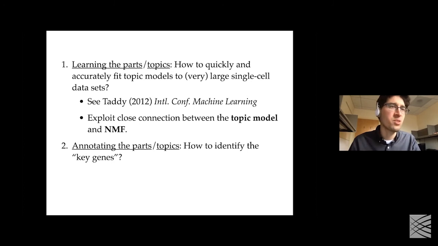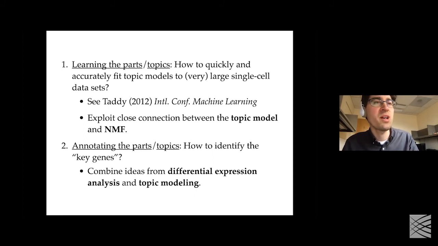A second, also very basic question is how do we interpret or annotate the different parts or topics that we're discovering? One way to think about that with single cell data is how do we identify the key genes or the distinctive genes? If you're working with text data instead, you might ask how do we identify the keywords for a topic? Those two ideas are related. Again, you would think this has been tackled already, but we found that the approaches taken for text data sets don't transfer very well to the single cell setting. So instead, we're going to combine some very simple ideas from differential expression analysis and merge those together with ideas from topic modeling.